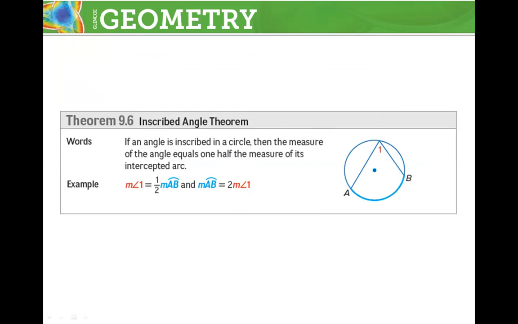I'm going to Muhammad Al-Gurni. Muhammad, can you read the first theorem, please? If an angle is inscribed in a circle, then the measure of the angle equals 1/2 the measure of its intercepted arc. So it means that the measure of the inscribed angle equals half the measure of the intercepted arc. This is the first theorem.